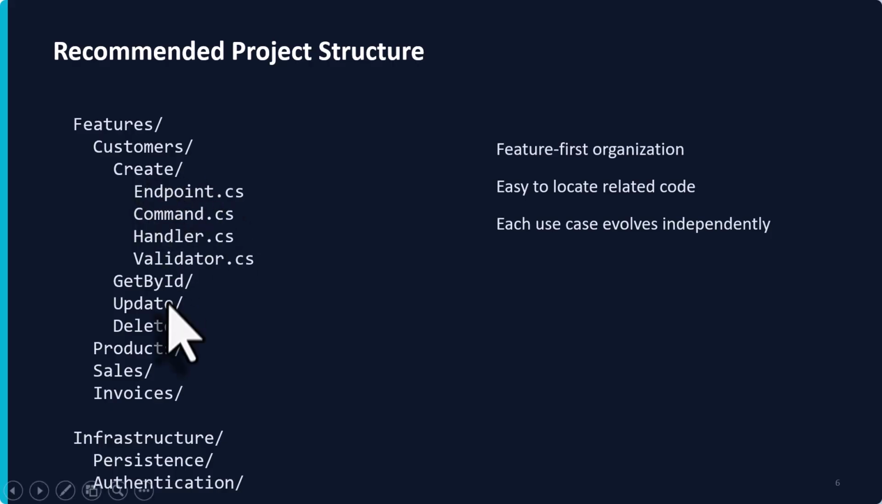In the same way we have another one, get by ID. This is another folder under customers. This is the create section and this is get by ID. Under this folder we have three files: endpoint, query, and handler. This is a query, so it comes under queries. In the same way, update also has all these four files, and delete is the same. After that the customer features end here.